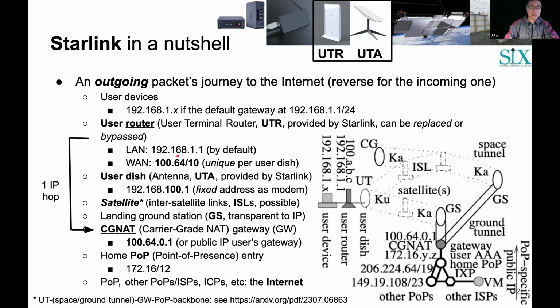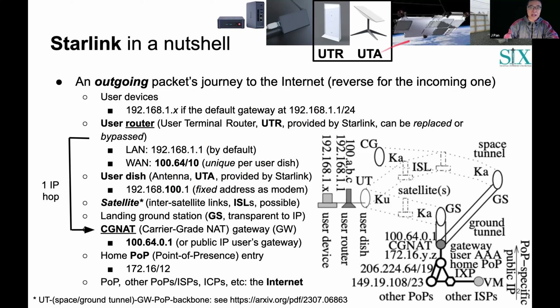So this router's LAN address will be this. And on the satellite side, it has a private address, and this will be unique per user dish. This user dish is transparent to end-to-end traffic, but it's also reachable if you try this particular IP address, and this is also fixed by Starlink.